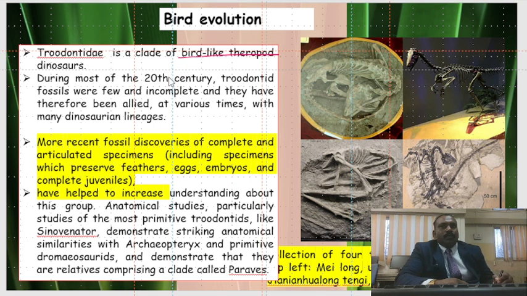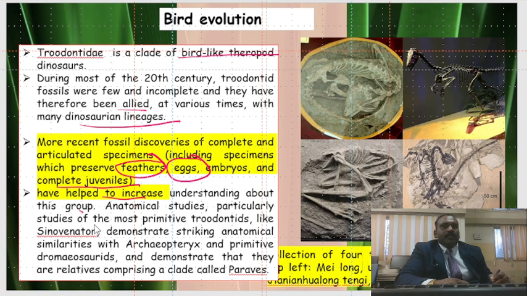Dinosaurs lived, and for most of the 20th century Troodontid fossils were few and incomplete, and they have therefore been classified various times with the many dinosaurian lineages. More recent fossils and the discoveries of complete and articulated specimens, including the specimens which preserve the feathers, eggs, embryos, and complete juveniles, have helped to increase the understanding about this group.